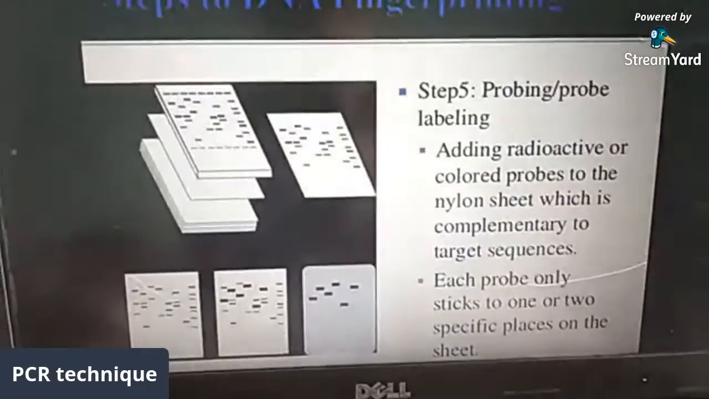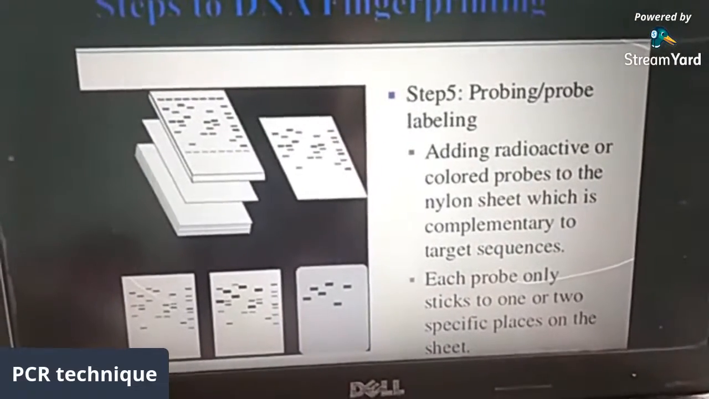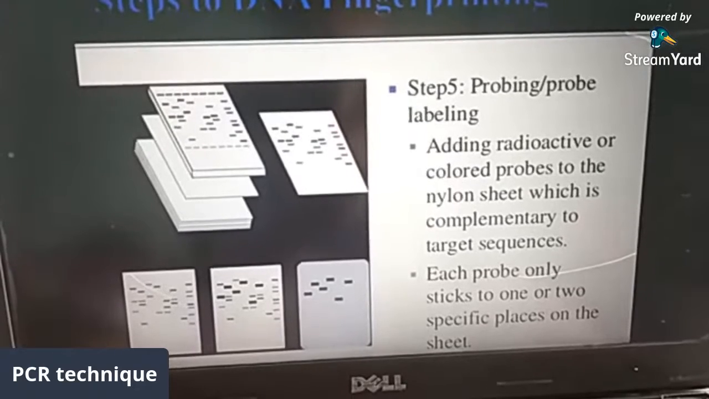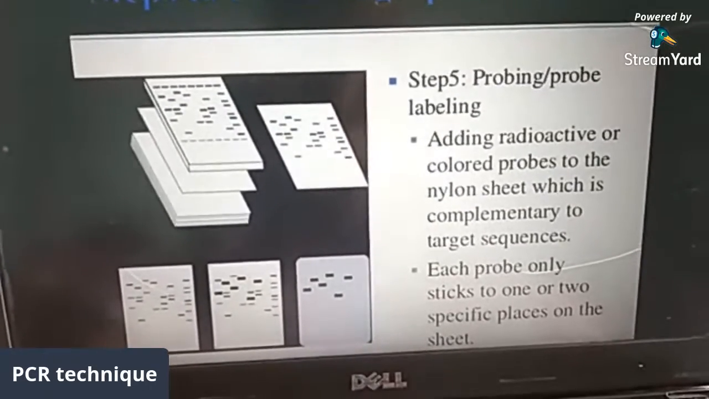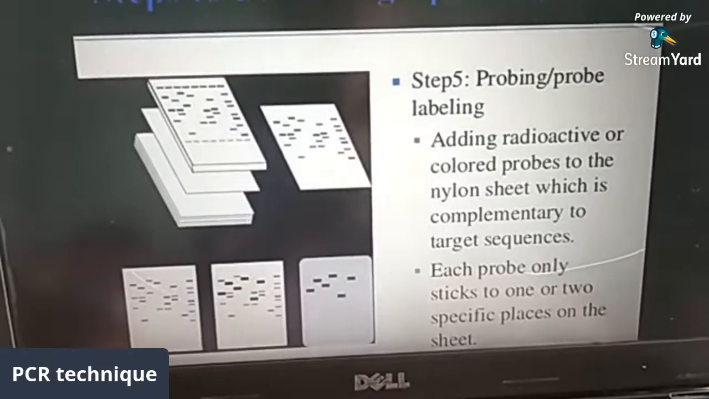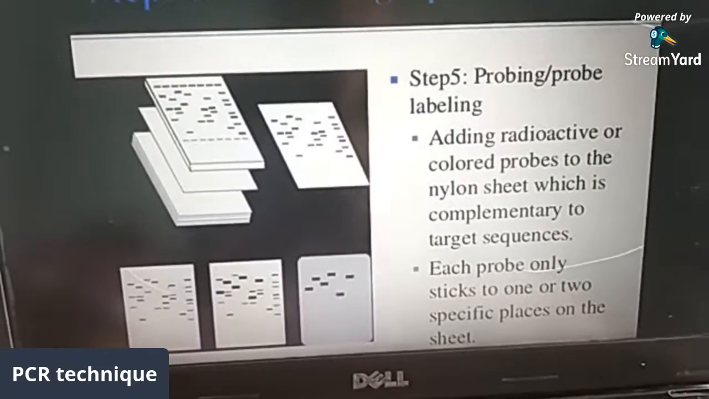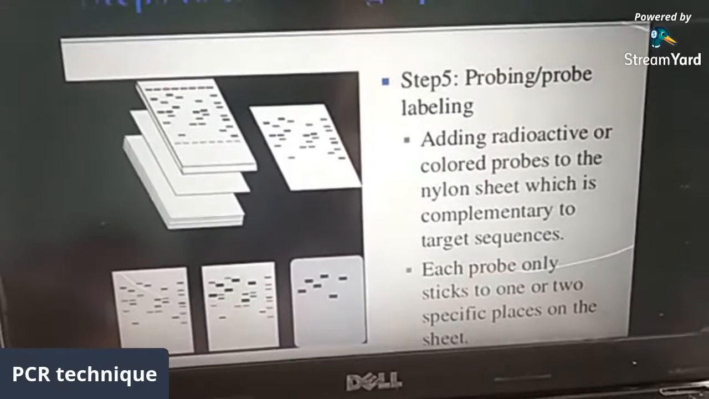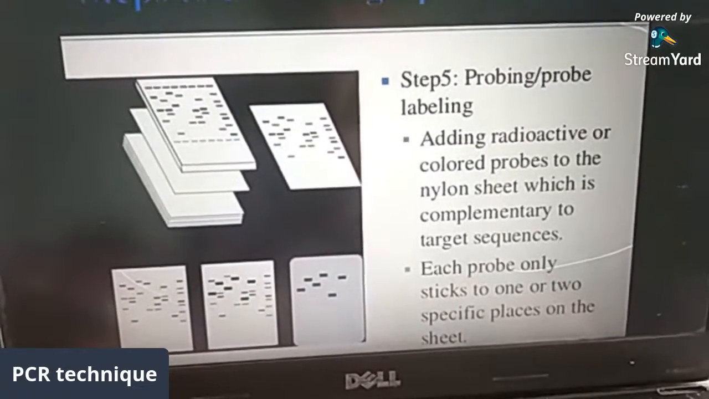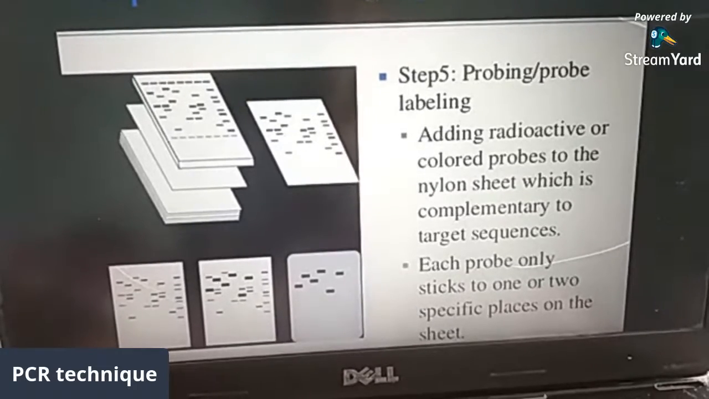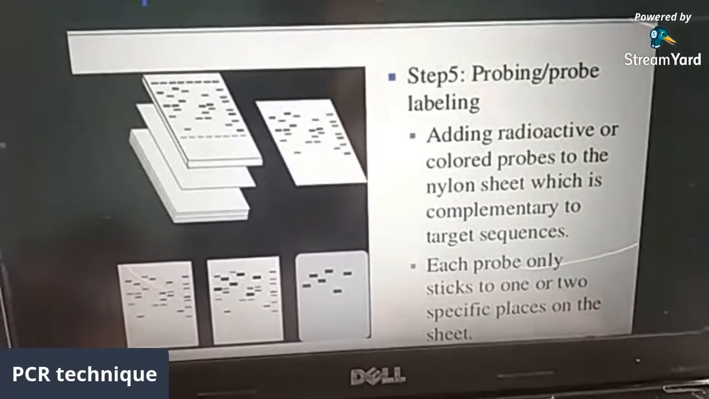Step 5, probe labeling: adding radioactive or colored probes. What is the use of this probe? To identify a specific segment of DNA on the nylon sheet, which is complementary to the target sequences. Each probe only sticks to one or two specific places of the sheet.